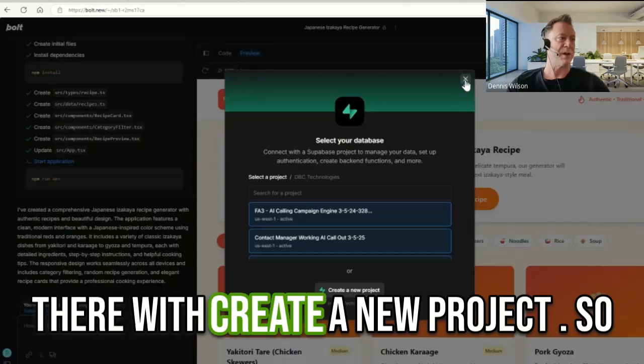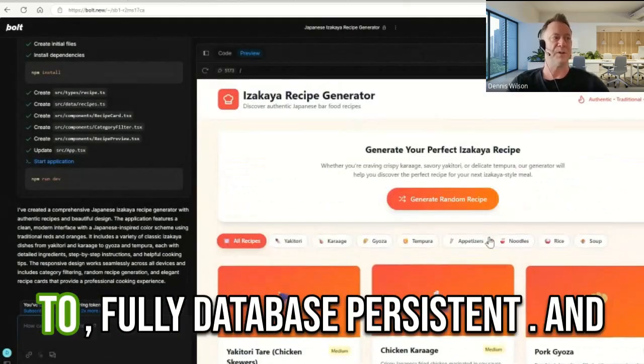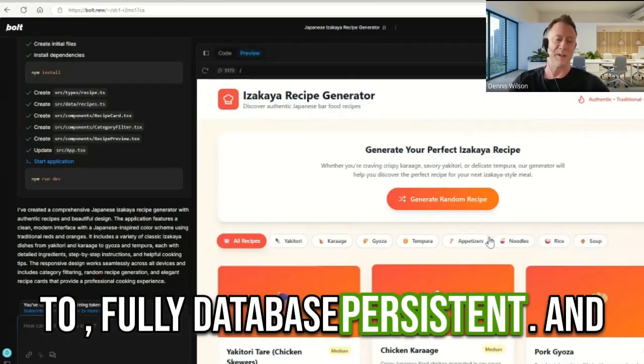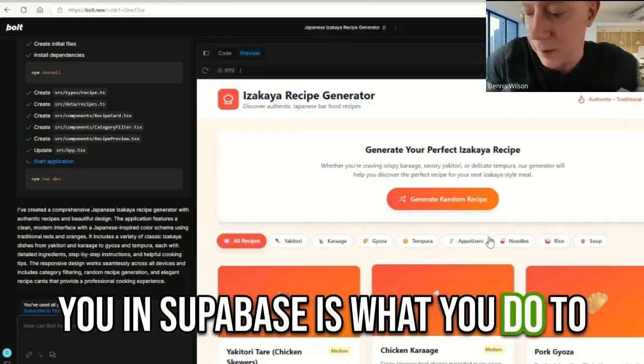So it's right there with create a new project. So it'll take your local context stuff to fully database persistent. And then once you have that database structure, then the stuff I showed you in Supabase is what you do to load it up with data.